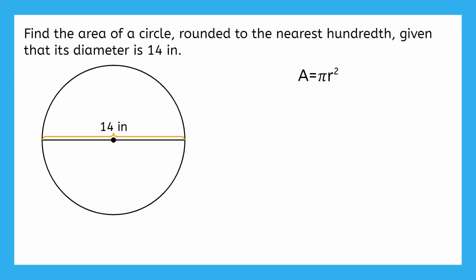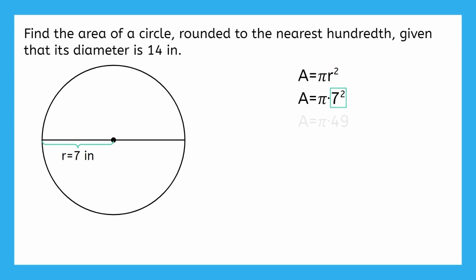If 14 inches is the diameter, then the radius would just be half of this segment. So the radius would be 7 inches. Now that I have my radius, what do you think we should do next? I can now substitute it into the area formula. From here, you absolutely can put this expression into your calculator to get your final answer. Or, if you want to do a little simplification for yourself first, you could square 7, since exponents come before multiplication in the order of operations.